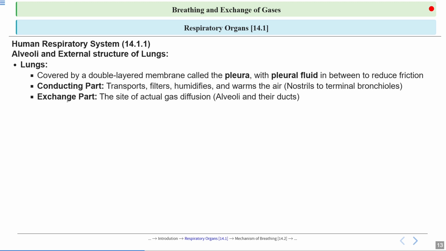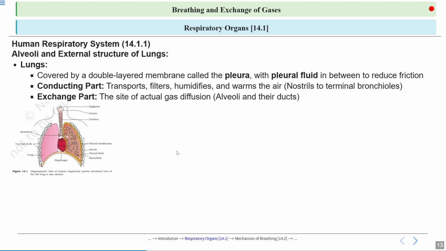Next, there is the exchange part. The site of actual gas diffusion is known as the exchange part. The exchange part consists of the alveoli and their ducts. In the alveoli, the exchange of gases occurs. That's why the alveoli come under the exchange part. Clear? So again, this is the image showing the human respiratory system.